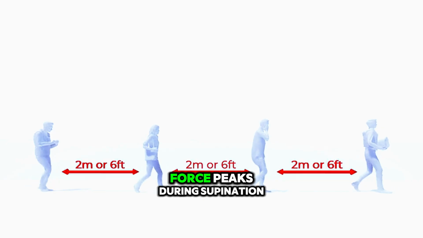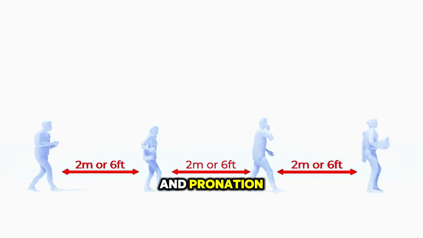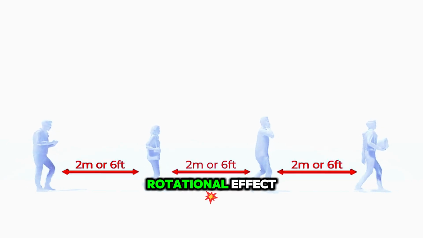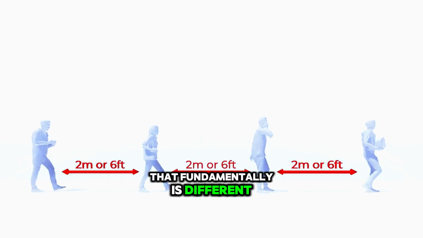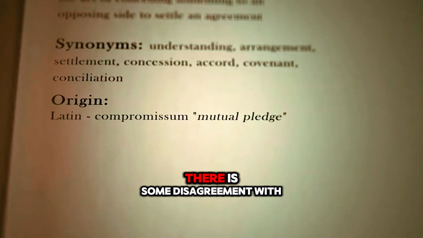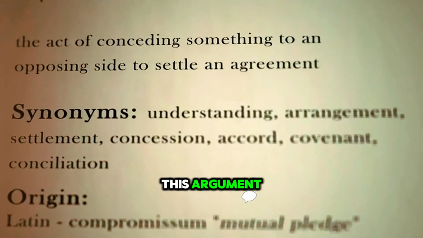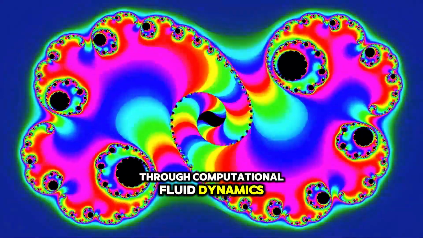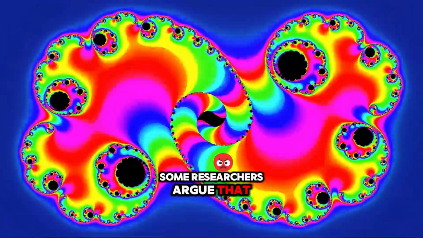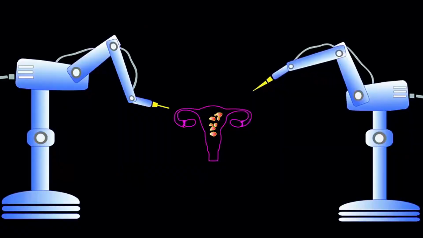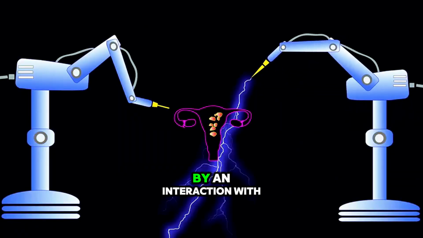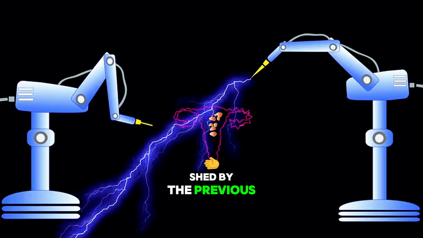Others argued that the force peaks during supination and pronation are caused by an unknown rotational effect that fundamentally is different from the translational phenomena. There is some disagreement with this argument. Through computational fluid dynamics, some researchers argue that there is no rotational effect. They claim that the high forces are caused by an interaction with the wake shed by the previous stroke.